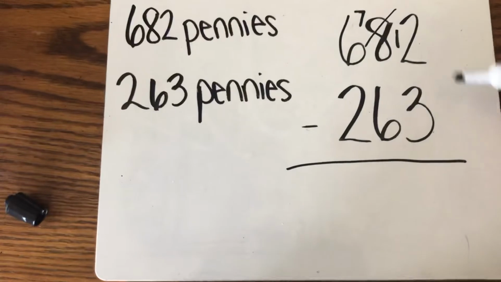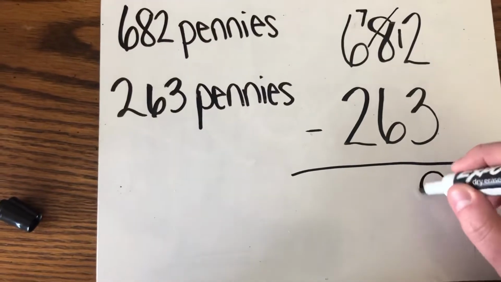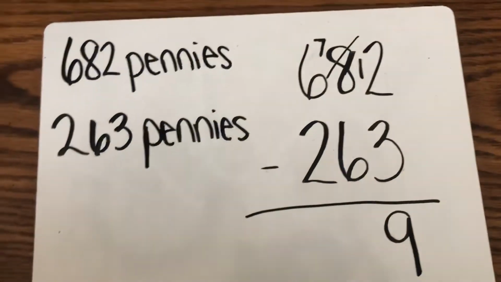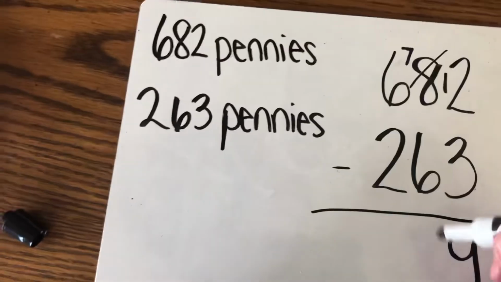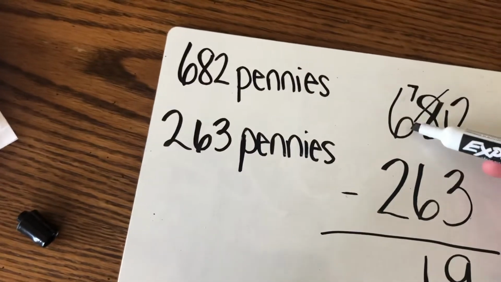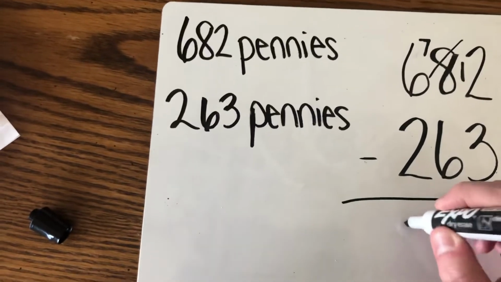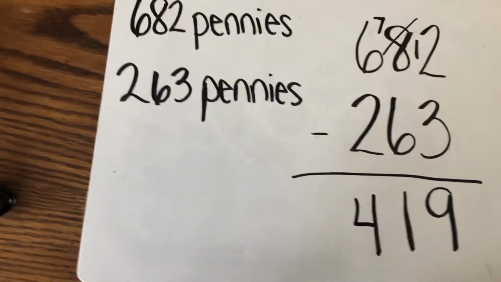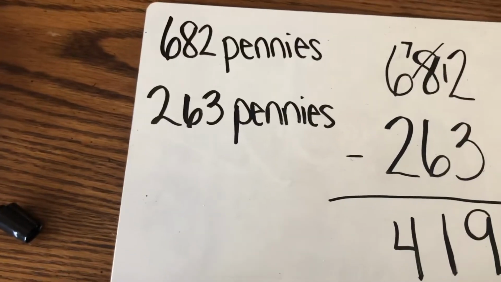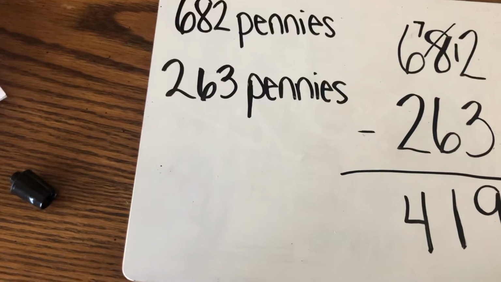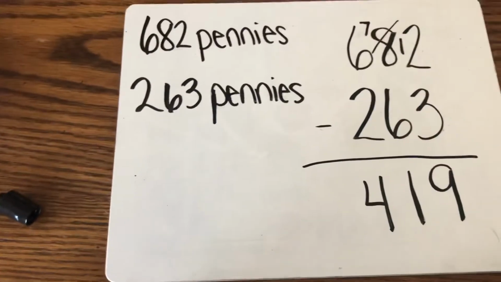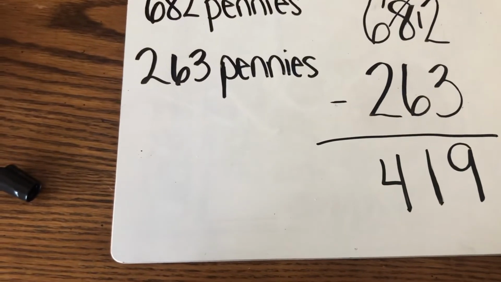Okay, so 12 minus 3 is 9. 7 minus 6 is 1. And 6 minus 2 is 4. Okay, so I will have 419 pennies left after I give 263 pennies to Grace. Was your estimate or your guess close?